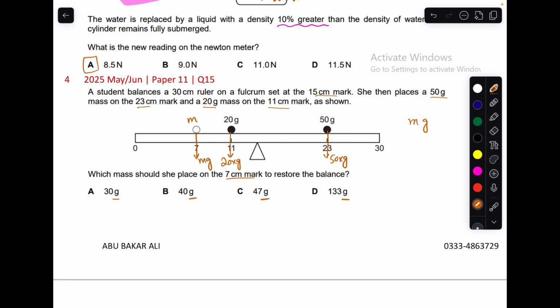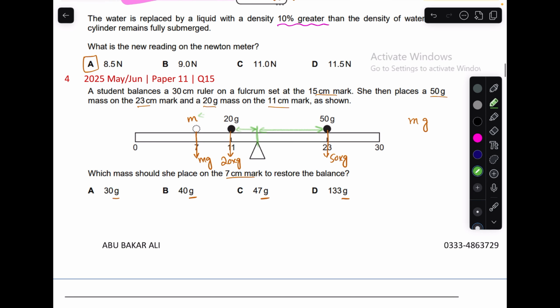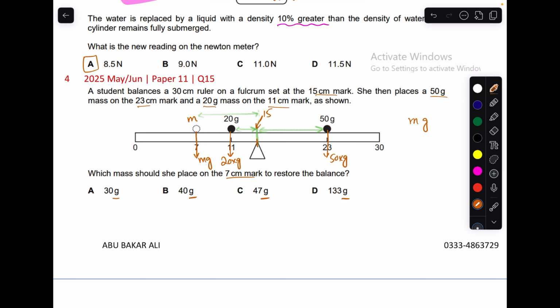So to find the moment, what distances do we need? This is the pivot point. We need this distance, and we need this distance as well, from the pivot point till the point of application of force. As this is total 30 and the pivot is placed at 15, 15 to 23 is 8 centimeter, this will be 4 centimeter, and this will be, till the 7, 8 centimeter.